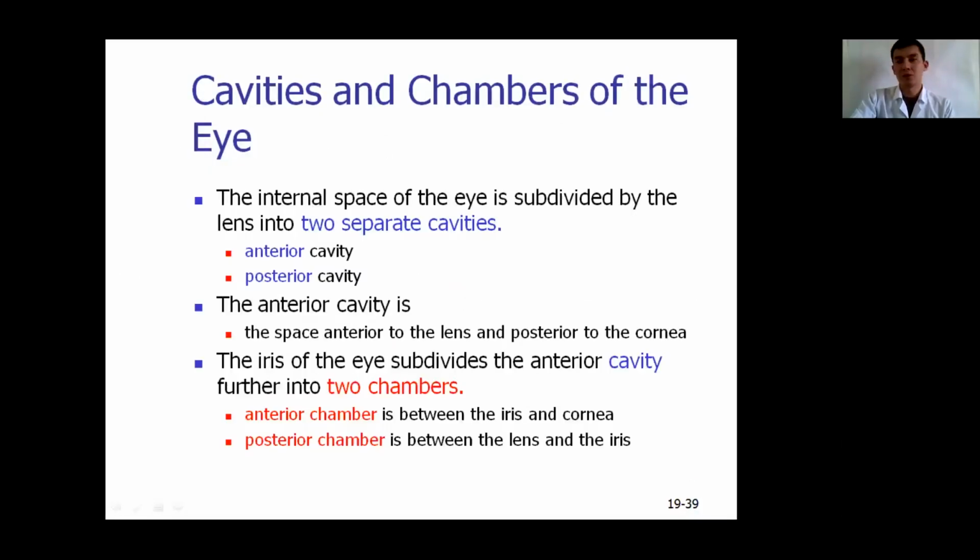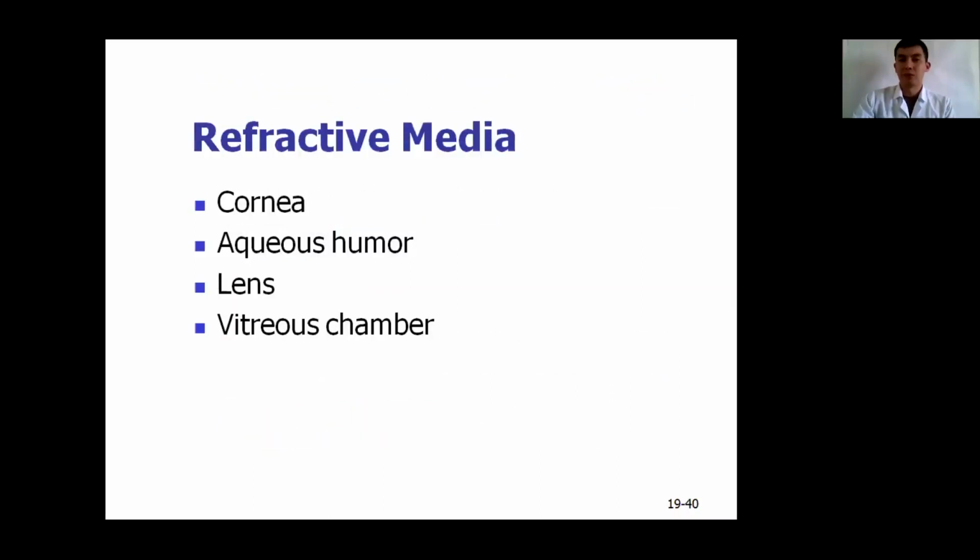Cavities and chambers of the eye. We can find two cavities, anterior and posterior. The anterior cavity is the space anterior to the lens. The posterior cavity is placed posterior to the lens. The anterior cavity consists of two chambers, anterior chamber and posterior chamber, which are separated by the iris. The posterior cavity consists of the vitreous body. So the refractive media are represented by the cornea, aqueous humor, lens, and vitreous body or vitreous chamber.